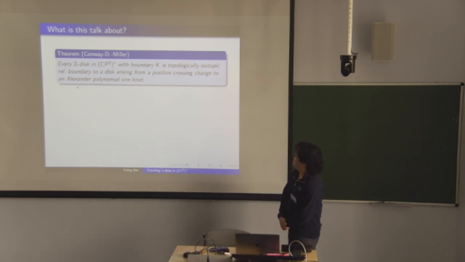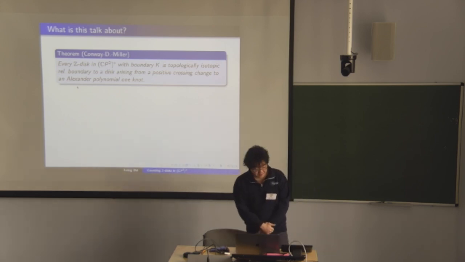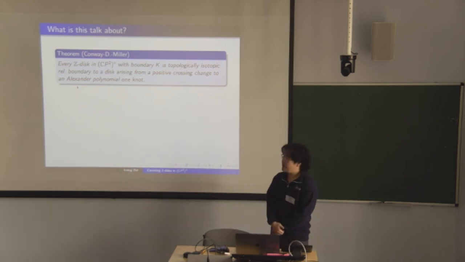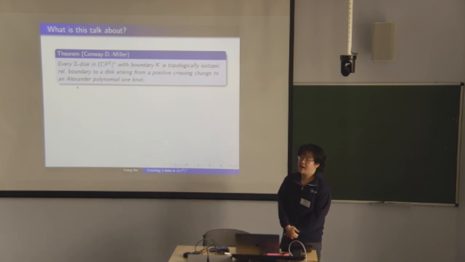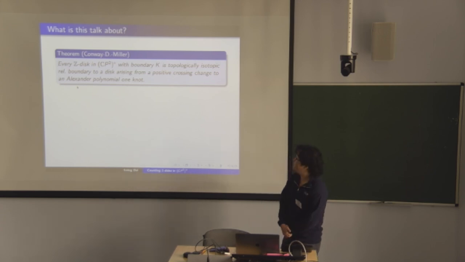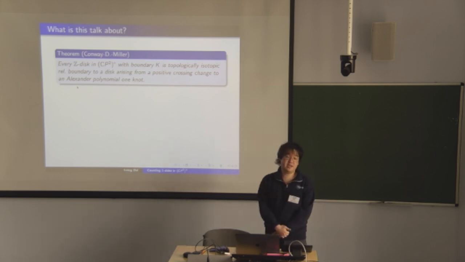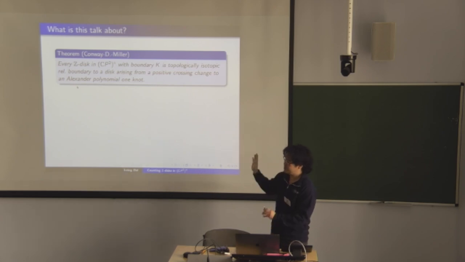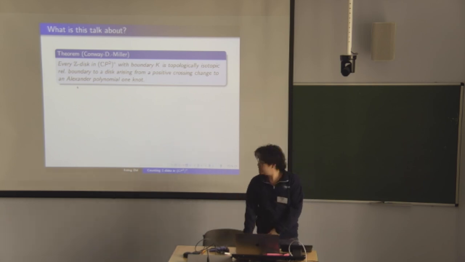Okay? And in fact, the first theorem that I want to quote for you is that every Z disk for a knot inside of punctured CP2 arises in such a manner. Every Z disk is topologically isotopic rel boundary to a Z disk which is obtained by doing a crossing change in a knot to an Alexander polynomial 1 knot. And I'll say more specifically what this crossing change disk is. If you're not familiar with it, I'll say explicitly what it is in a few slides. Okay?